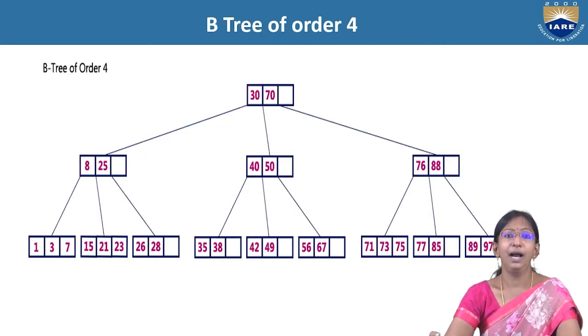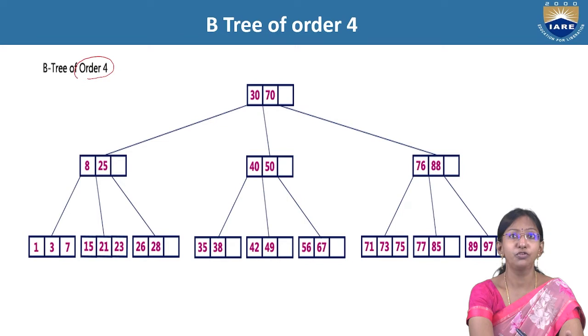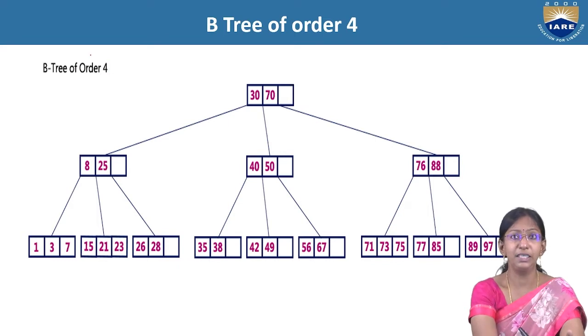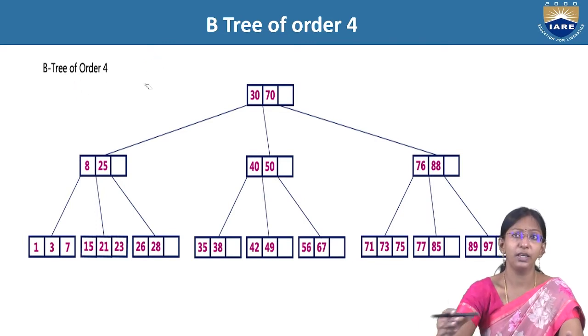Have a look at a small example of a B tree of order 4. What does order tell us? As I already mentioned, order tells us the number of children a node can hold. So the number of children it can hold is 4, and the number of keys is 3, which is 1 less than the order. That means each node can hold 3 data values.